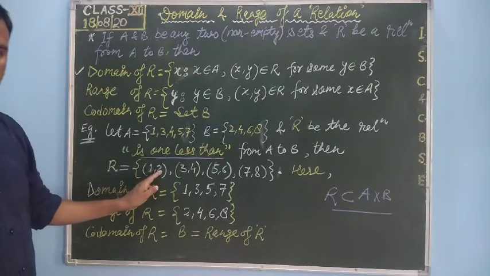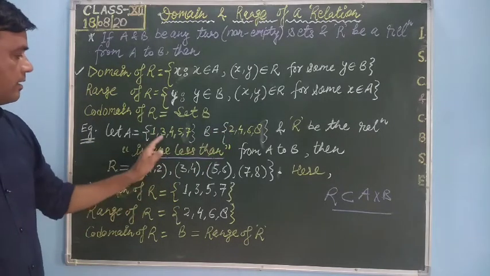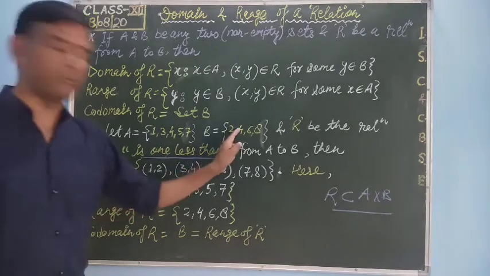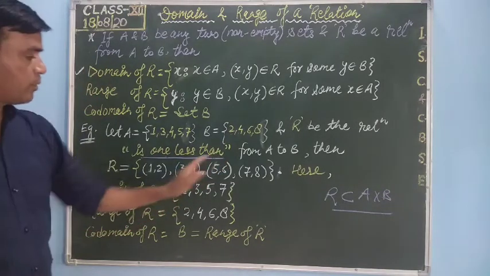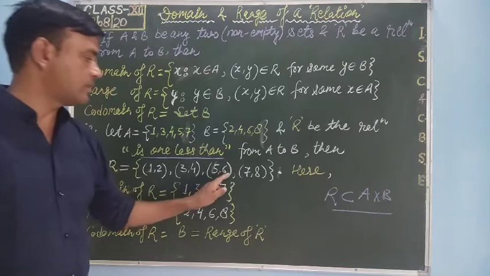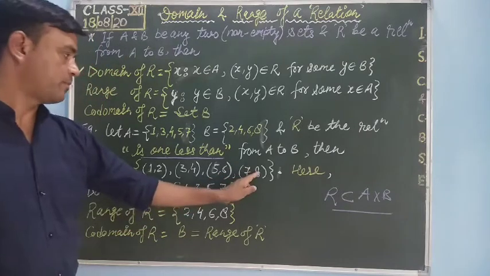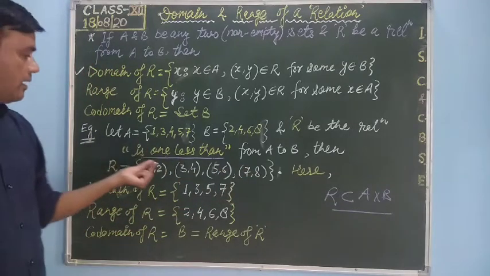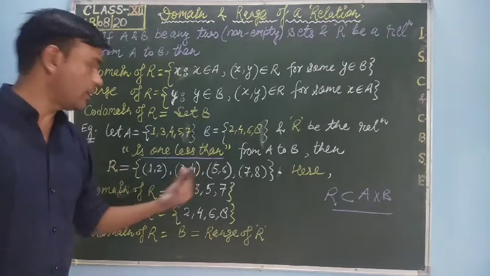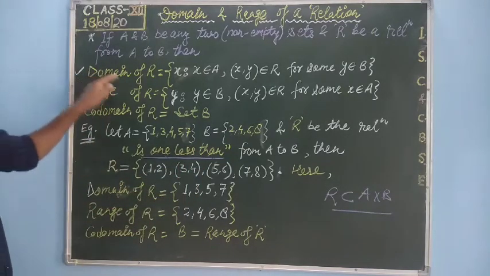So 1 is less than 2 by 1. Then similarly 3 is from A and 4 is from B, so another ordered pair is (3, 4). Then again (5, 6) and then (7, 8). This is the relation from set A to B, "is 1 less than". Now we will try to find out the domain of this relation.